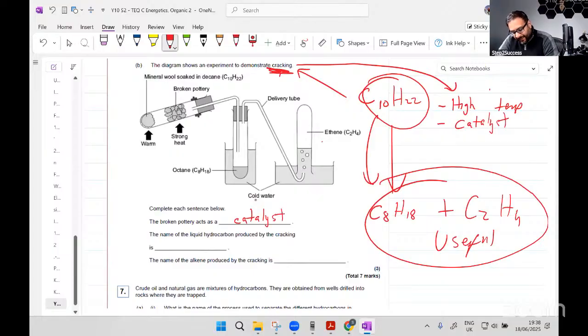The name of the liquid hydrocarbon produced by the cracking. Isn't there two of them?